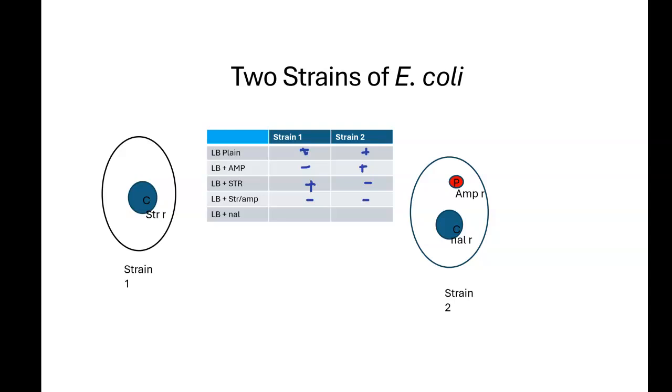If we look at the case of NAL, strain number 1 does not have an NAL resistant gene, so we would not see growth. If we look at strain number 2, it does have an NAL resistant gene on its chromosome, so it would have that workaround, so we would see growth. So we would put a positive. This is what we would call a confirmation, just to find out what genes we suspected our strains of E. coli had.